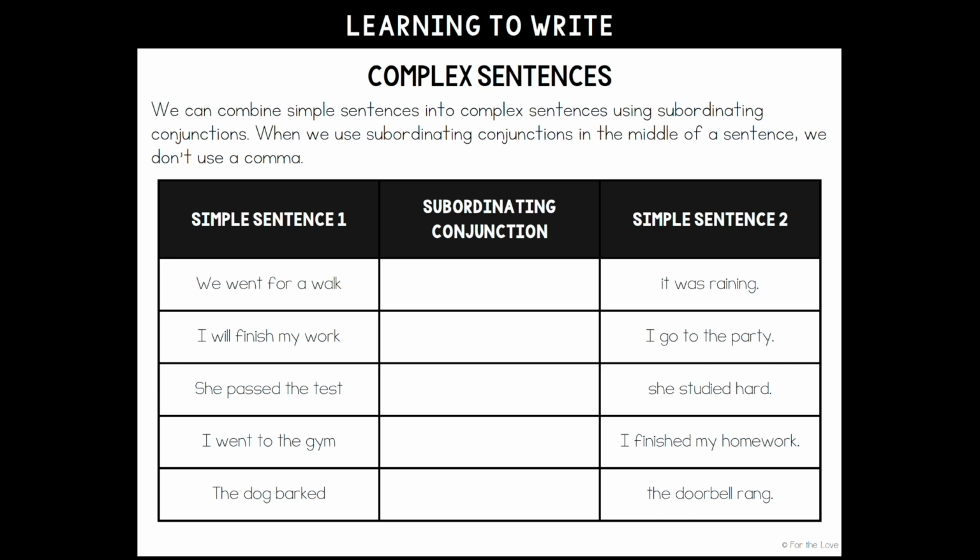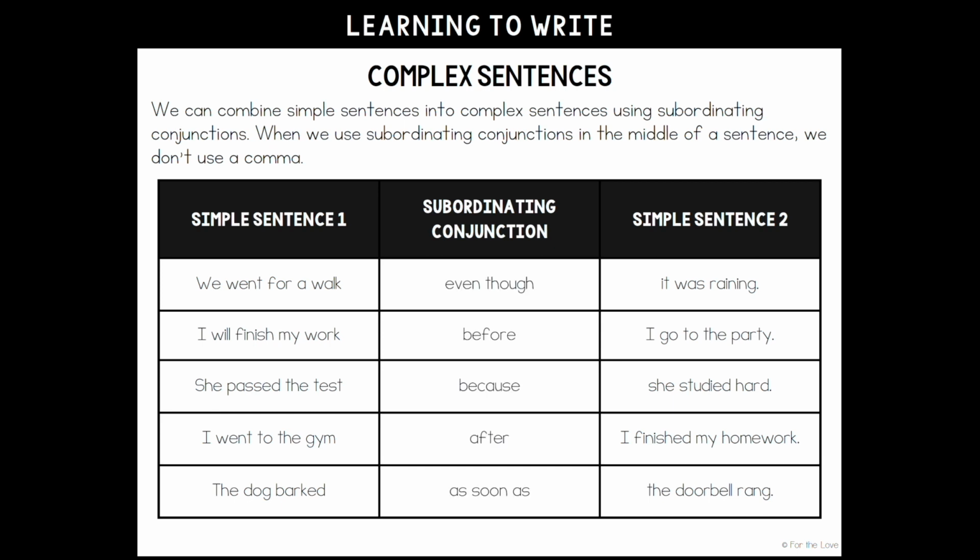Here is a student page on complex sentences. We use subordinating conjunctions to build complex sentences. It says we can combine simple sentences into complex sentences using subordinating conjunctions. When we use subordinating conjunctions in the middle of a sentence, we don't use a comma. So this is a big difference that your students are going to notice between coordinating and subordinating conjunctions. Okay, when we are combining two simple sentences, we put the subordinating conjunction in the middle.